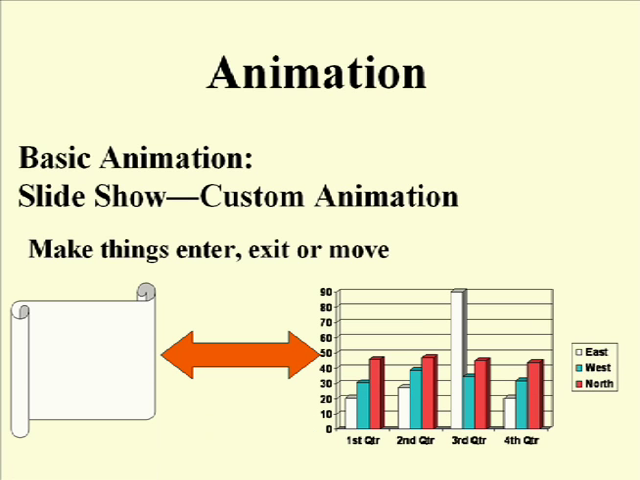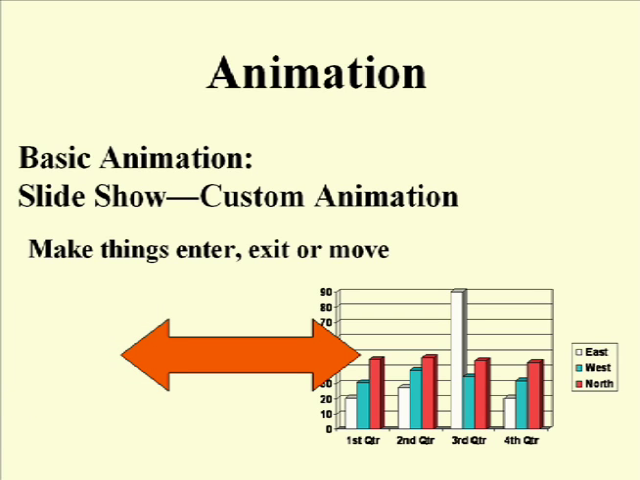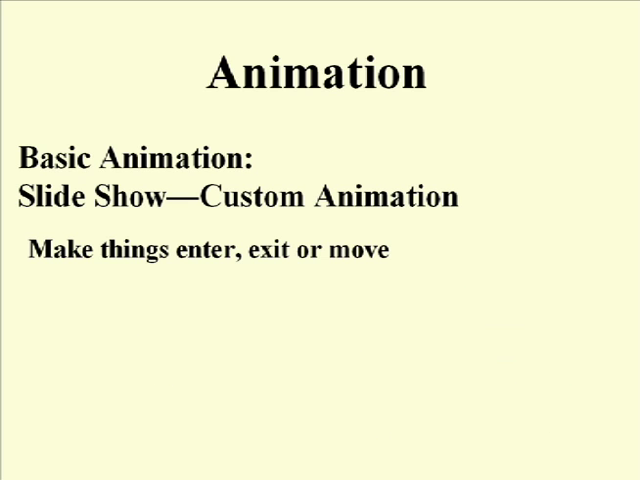And so I'm going to give you some examples. This was an entrance to bring in some graphics. Then if I want to have it move, I can add emphasis to this by having it move. And then if I want to exit, I can make things disappear. And if I group items together, I can make them remove one at a time.